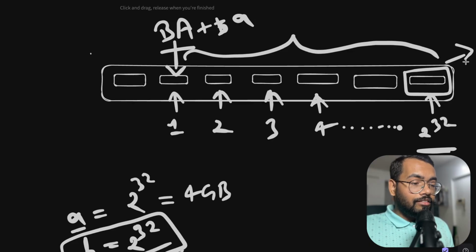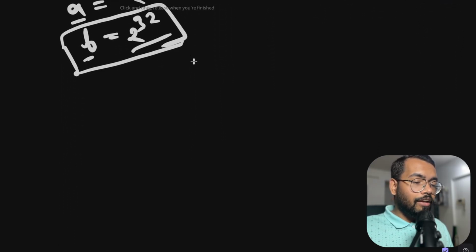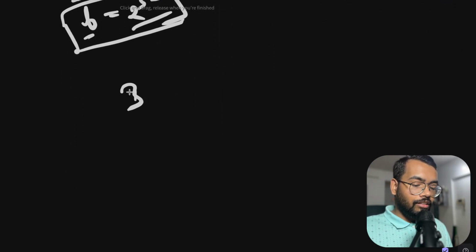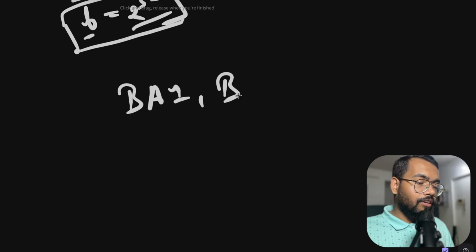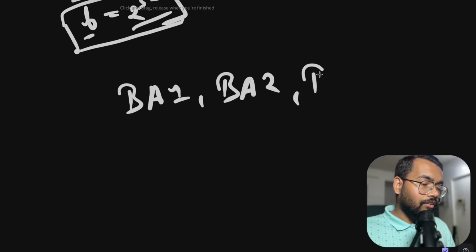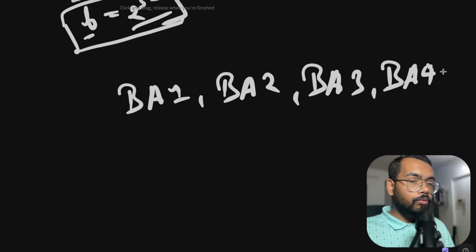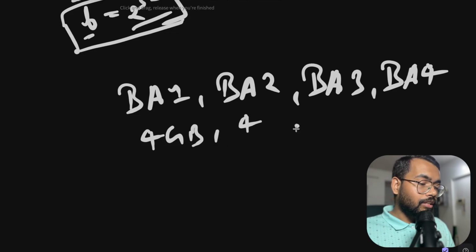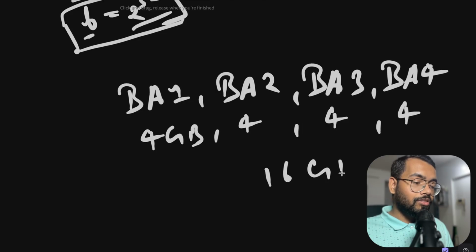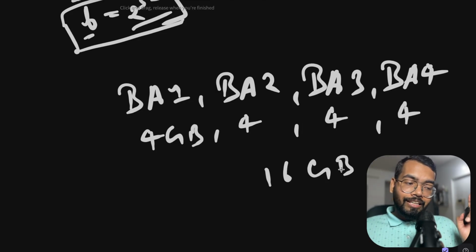And yes, some of you might say, okay Satyam, why don't we just have multiple base addresses? Why don't we just say we have 4 base addresses: base address 1, base address 2, base address 3, and base address 4. And then for each of these base addresses, we can have 4 GBs, which will give us a total of 16 GBs of RAM storage. And yes, that is a very clever way to do this.